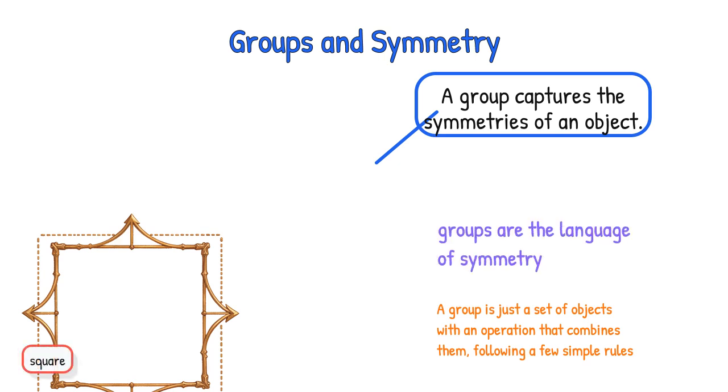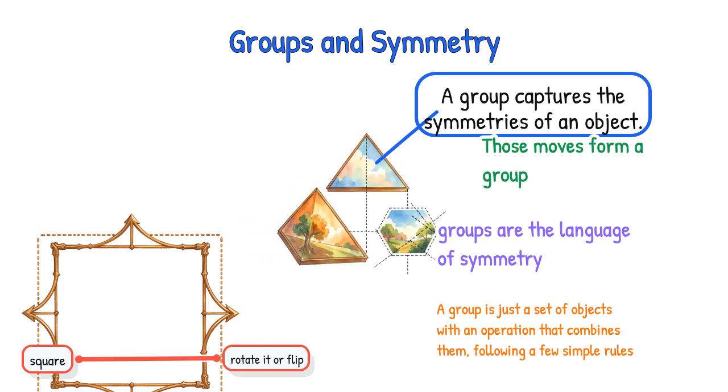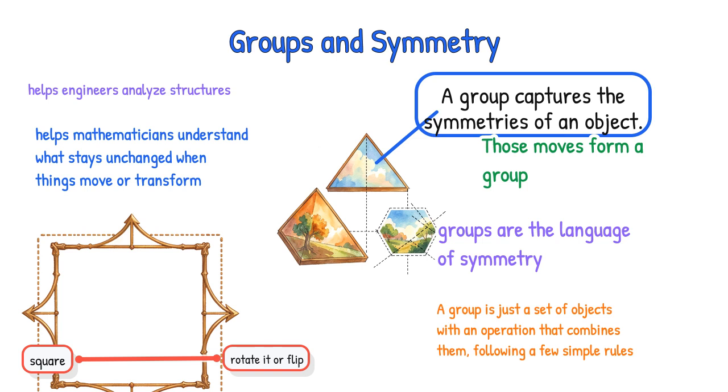Think of a square. You can rotate it or flip it in certain ways and it still looks the same. Those moves form a group. Why does that matter? Because symmetry is not just visually pleasing, it helps physicists describe molecules, helps engineers analyze structures, and helps mathematicians understand what stays unchanged when things move or transform. A concrete example, in chemistry, the symmetry of a molecule can help predict how it behaves.